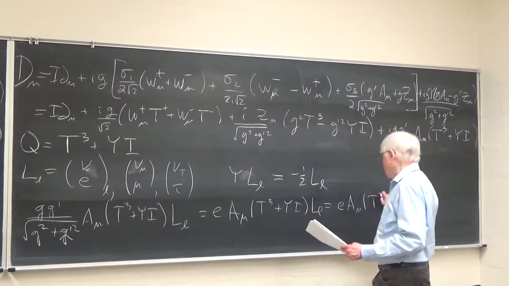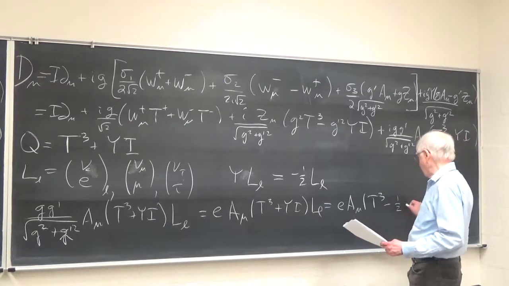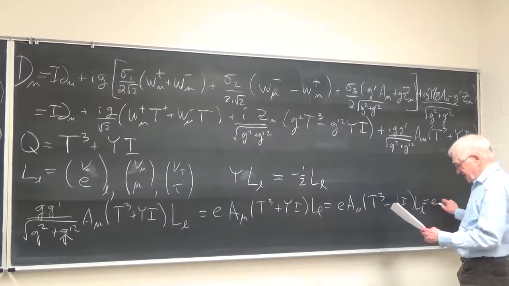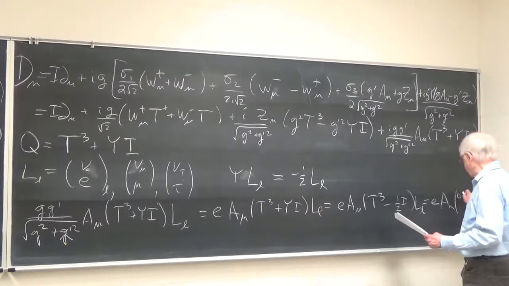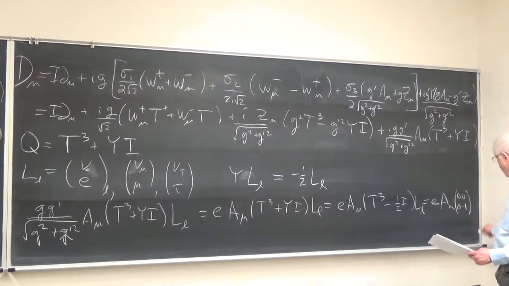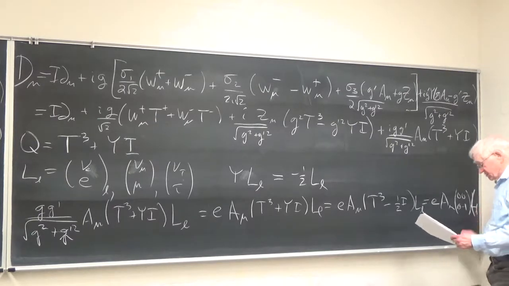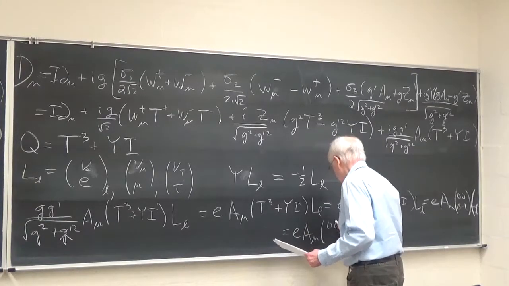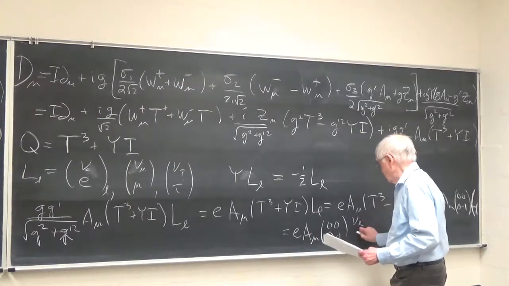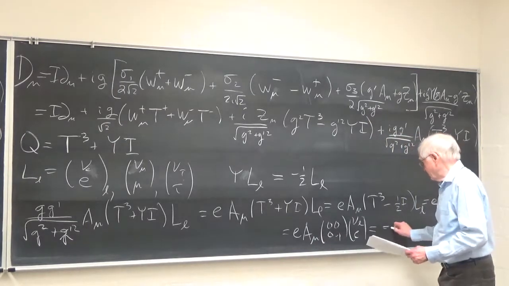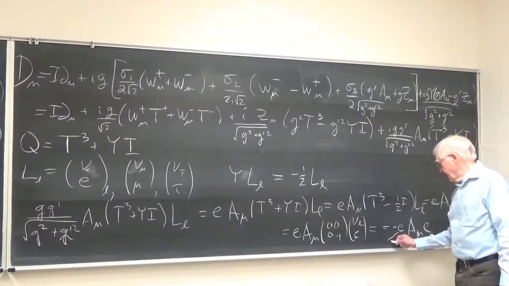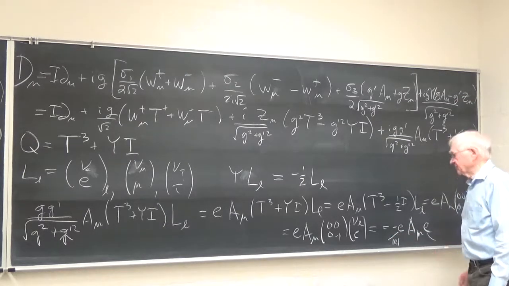this is equal to e A mu (T3 minus a half times the identity) times L sub L. And then that is e A mu, a 2x2 matrix (0, 0, minus 1), acting on L sub L. And if we remember what L sub L is, it's nu_e and e, for example, and so that just gives us minus e A mu e. This e is the absolute value of the charge of the electron. This e is the electron field.